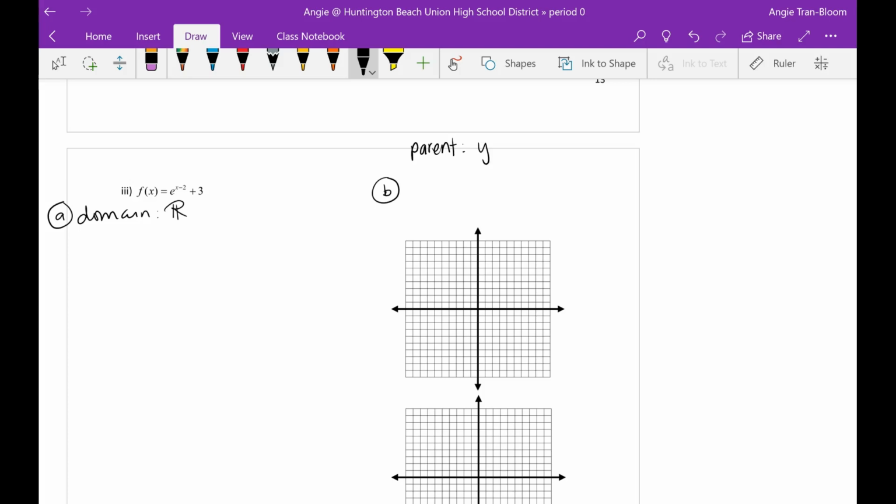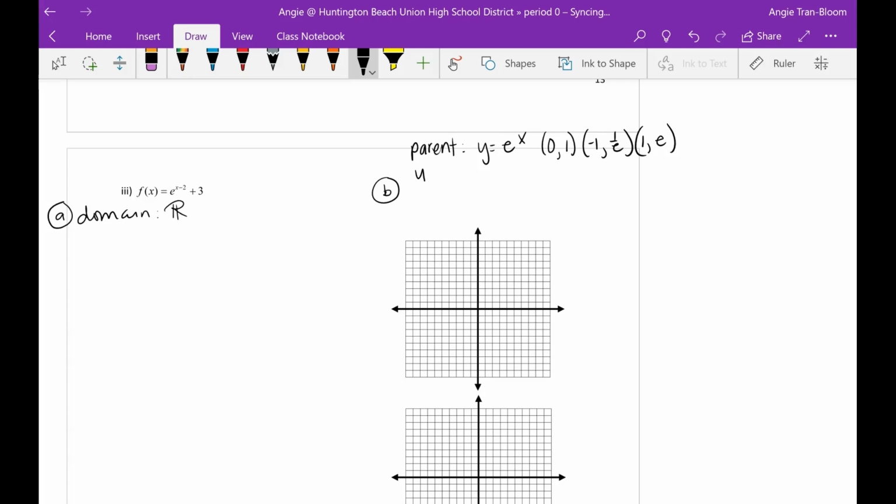And yes, you are not asked to do the parent anymore, but I still do it because some of you are not going to be able to see how I get the final 3 points. So you're required to use these. When x is 0, e to the 0 is always 1. When x is negative 1, it is 1 over e. When x is 1, it's going to be e.